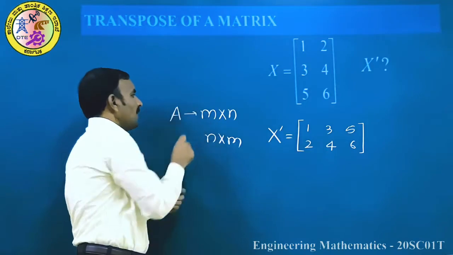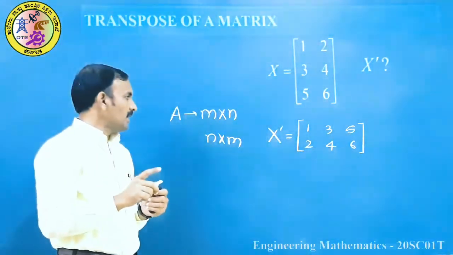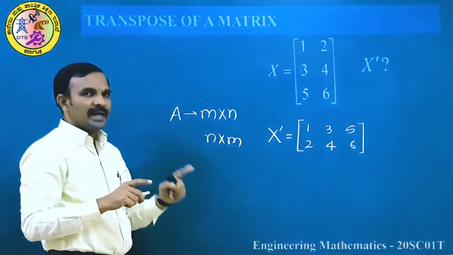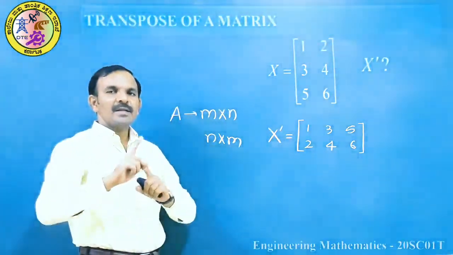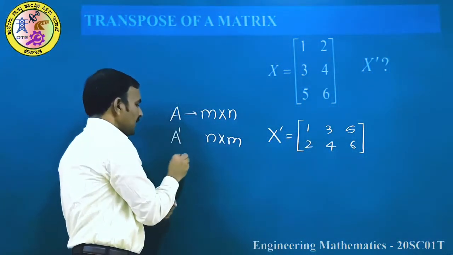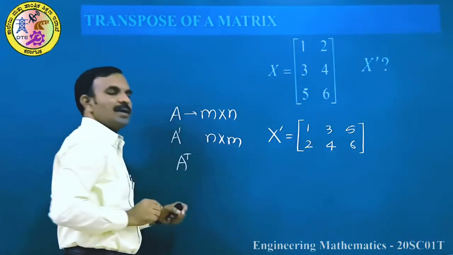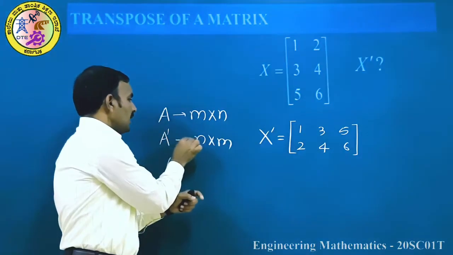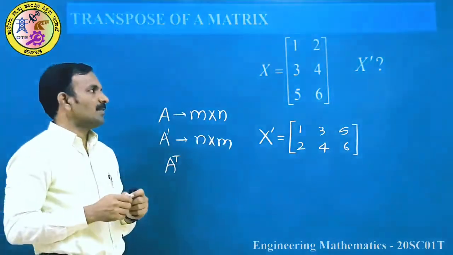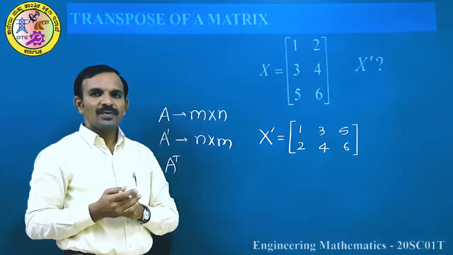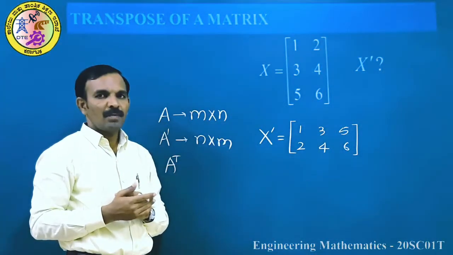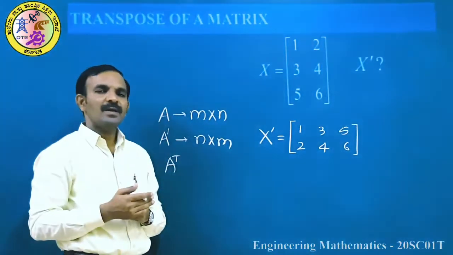If A is a matrix of order m cross n, then A transpose is a matrix obtained by interchanging rows and columns. It is denoted by A dash or A power t, and its order is n cross m. Next, we are going to see some worked examples on multiplication and transpose.